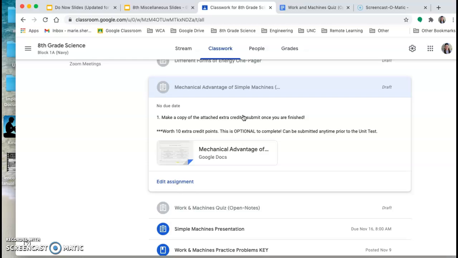So if this is something that you're not able to work on today, but you want to work on in the future, you can definitely do that. And like I said, the unit test will not be until after Thanksgiving break, so that gives you some time to do it if you don't get around to it today.